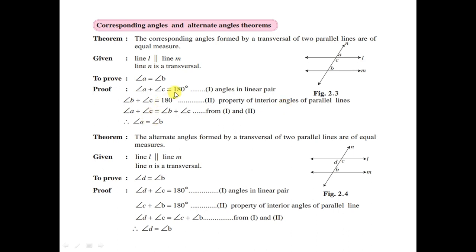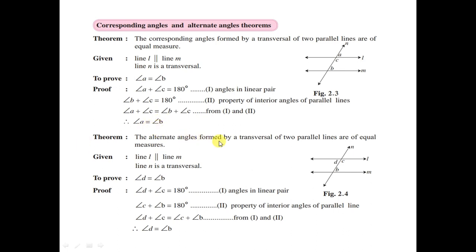So I will equate now. See here, this one is 180 degrees and this one is also 180 degrees. So if their right hand sides are equal, their left hand sides will also be equal. So angle A plus angle C equals angle B plus angle C. Here C and C are common, so they get cancelled. So what is left? Angle A equals angle B.